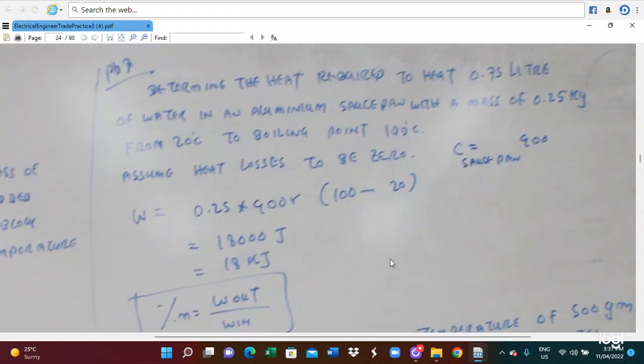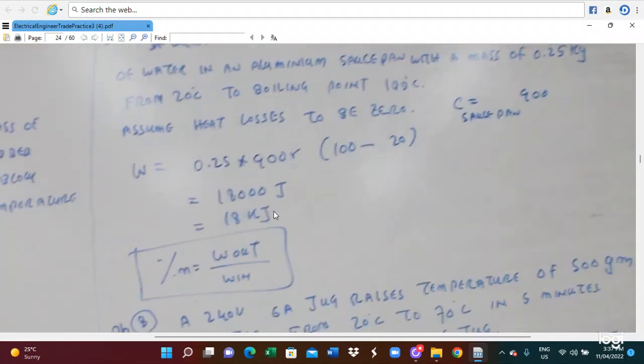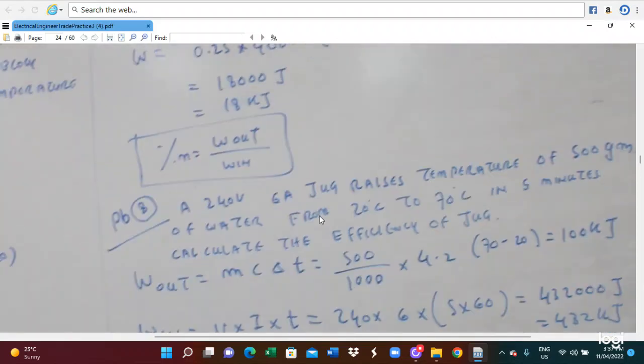And the next one is to determine the heat required to heat 0.75 liter of water in an aluminum saucepan with a mass of 0.25 kilogram, from 20 degrees centigrade to boiling point, 100 degrees centigrade. In this case, we have to assume the heat loss to be zero. The specific heat capacity of aluminum is 900. So in this case, W equals 0.25 times 900 times (100 minus 20), and you get 18 kilojoules. So this is the way we calculate that.